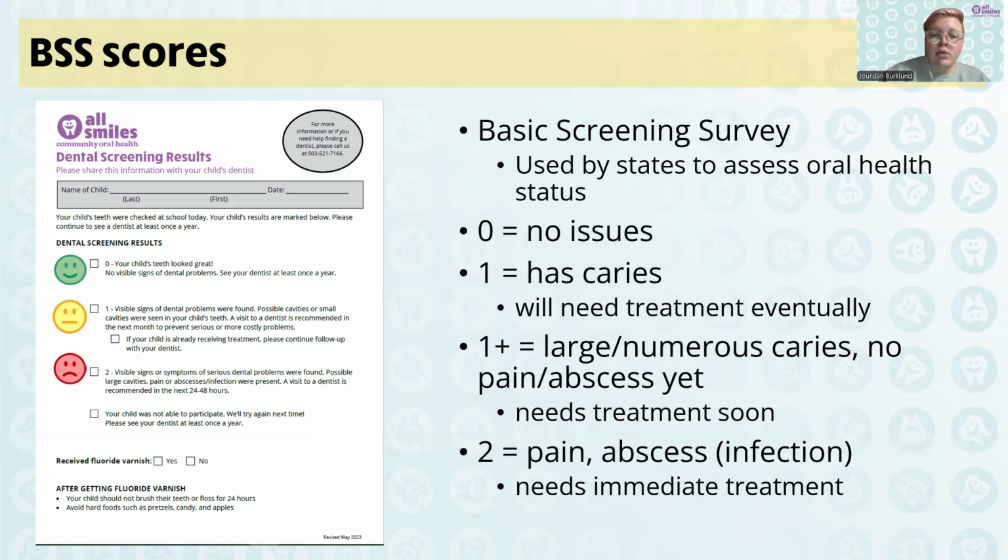A 2 on the form means that there is either an abscess present or the patient reports pain and therefore needs immediate treatment. And then on our end, we also have a 1+ that we can chart. And that basically refers to either large or numerous cavities where there's not pain or abscess yet, but is going to need treatment very soon, or else that will happen. Or if there's some basic pain of drinking water or eating sweets, something that we want to address, but isn't an urgent emergency situation.